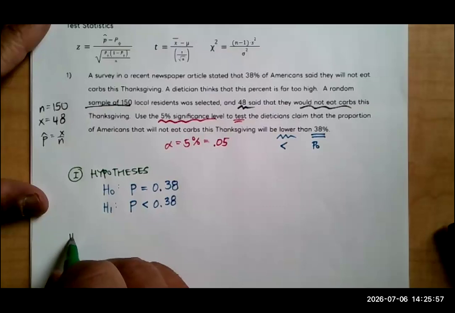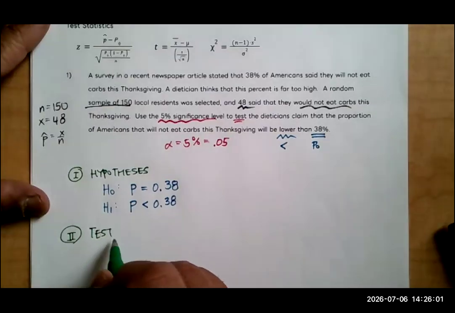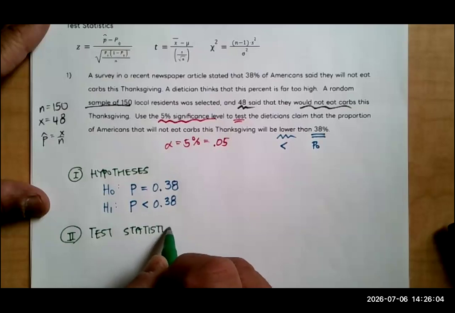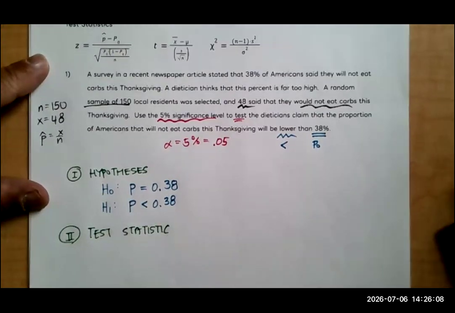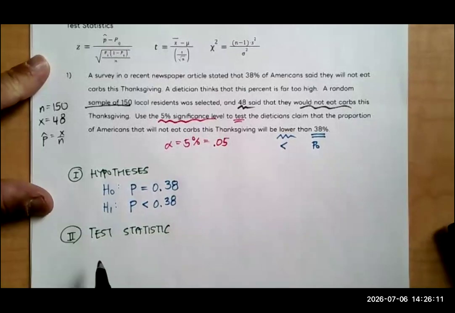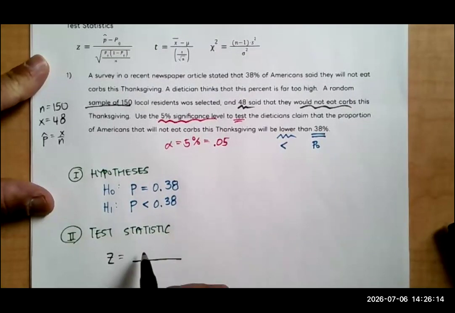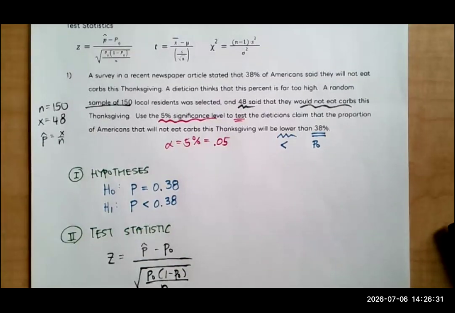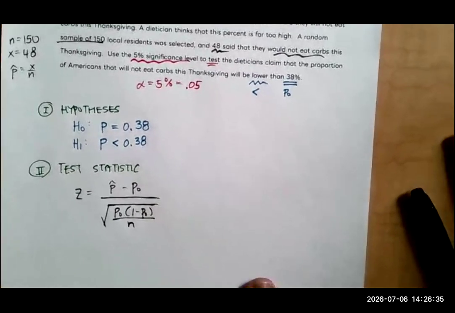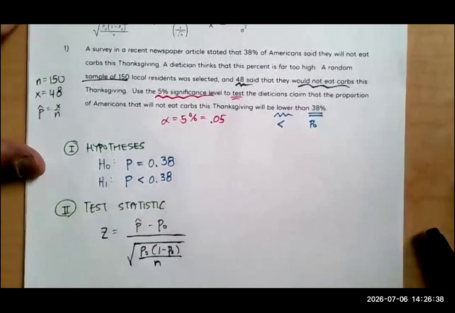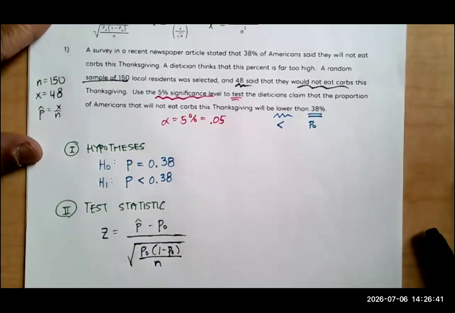And so with our test statistic, step 2, as soon as we're doing proportions, our test statistic is going to be a z-score, and it's going to be p hat minus p sub 0 all over this big square root of p sub 0, that null hypothesis proportion, times this complement, 1 minus p sub 0, all over that sample size. Let me slide that up a little bit.